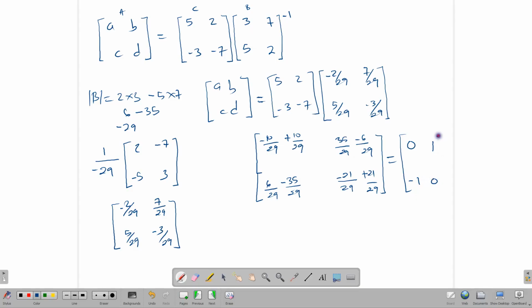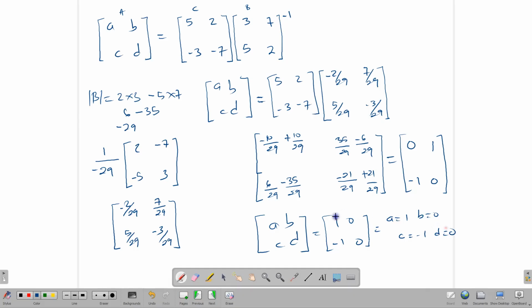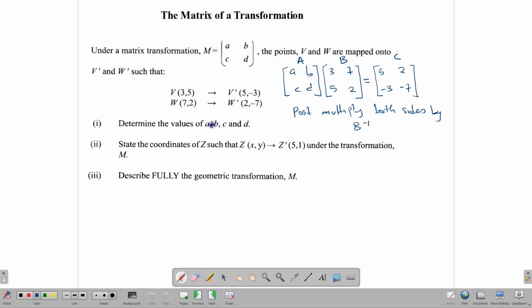So this is 0. So our matrix ABCD is 1, 0, negative 1, 0. Which means, of course, that A is 1, B is 0, C is negative 1, and D is 0 if you wanted to write them out. Now let's go back here. So we have determined the values of A, B, C, and D.